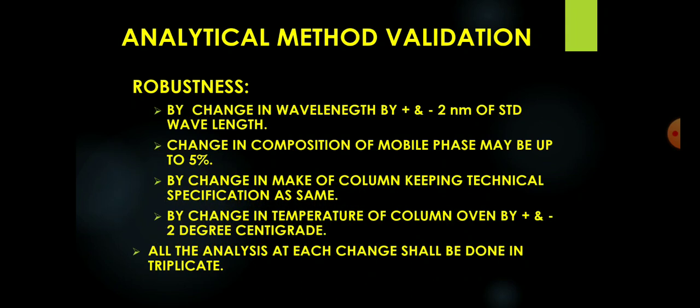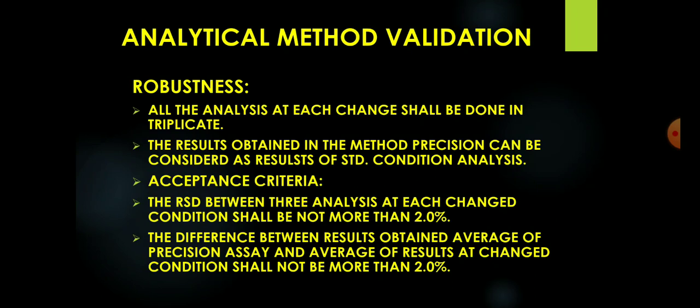Technical specification the same means we can change the make of the column, the company of the column, but the technical specification like the length of the column, diameter or particle size should remain the same and the packing will remain the same. By change in temperature of the column oven, maybe by 2 degrees or 5 degrees centigrade. All the analysis at each change shall be done in triplicate. The results obtained in the method precision can be considered as the results of the standard condition analysis.